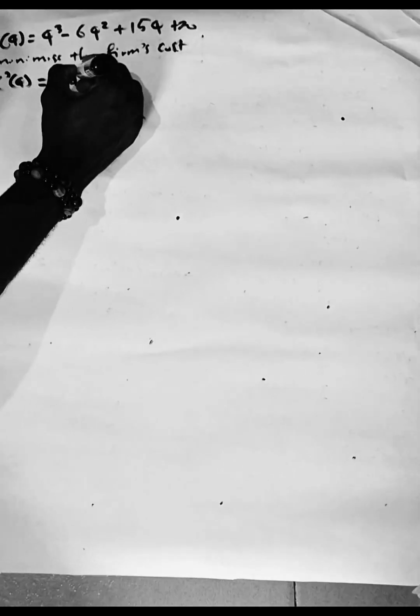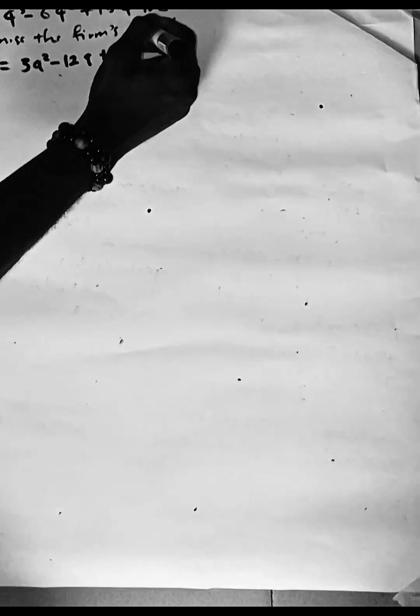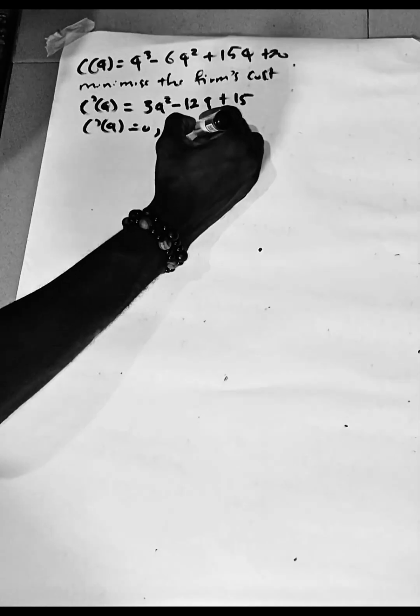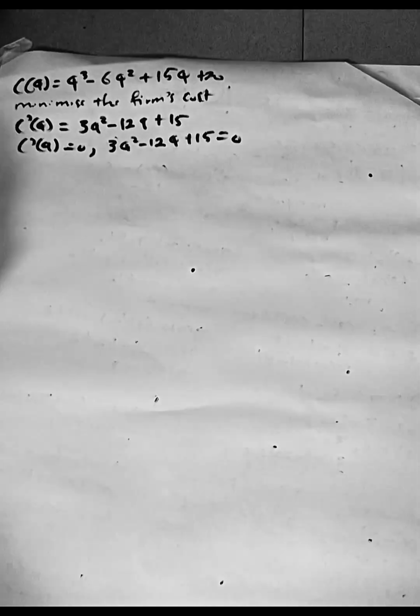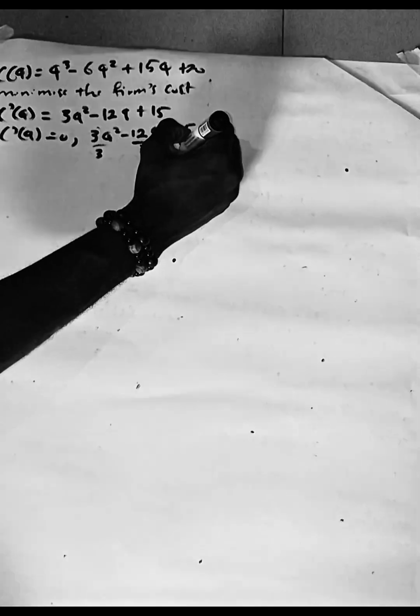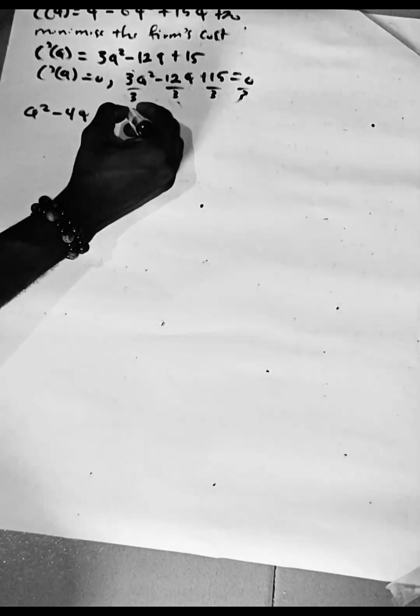So we have c prime of q is equal to 3q squared minus 12q, then plus 15, because the derivative of the constant is just going to be 0. So now I need to set our first derivative equal to 0 to find our critical point. So we have 3q squared minus 12q plus 15 is equal to 0. You can see that this manifests a quadratic equation. But first, we can divide all through by 3. So we now have q squared minus 4q plus 5 is equal to 0.